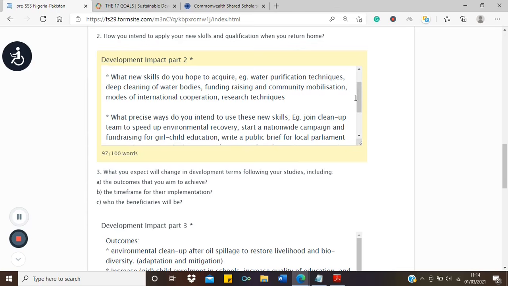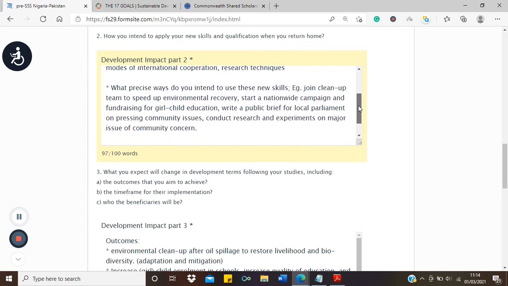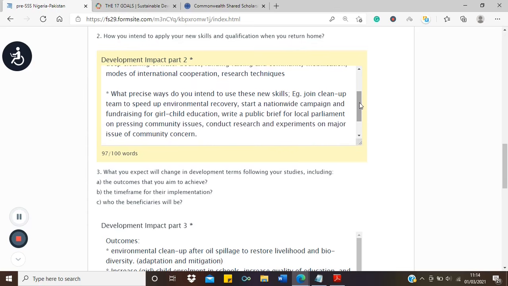Then show precise ways you're going to use these skills to help your community. So when I return, for instance, I'll use the skills I learned on how to purify water bodies to address the issue of oil spillage in the Niger Delta. So I'll join the cleanup team, share the knowledge I've acquired with them, and speed up the cleanup of the Niger Delta, which has been polluted by oil spillage.